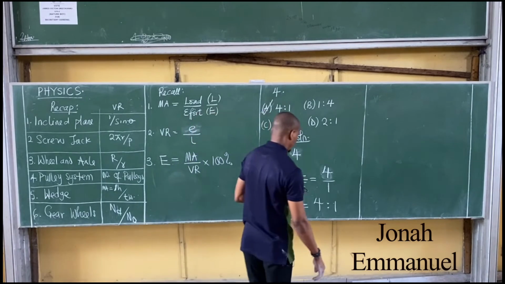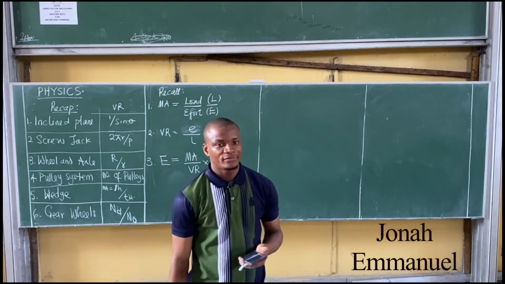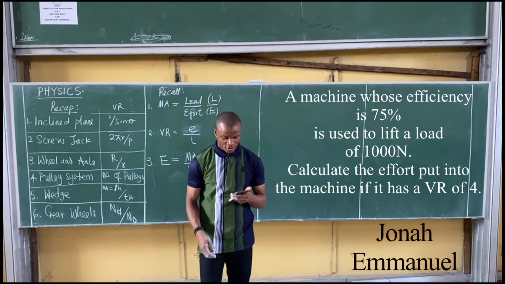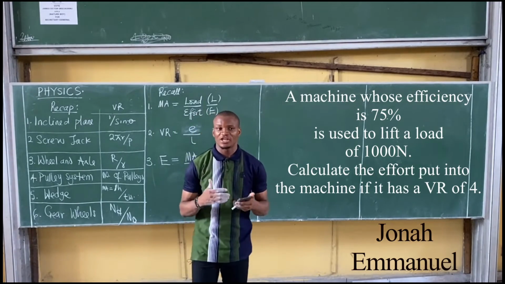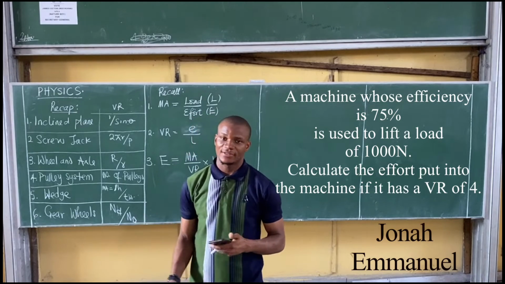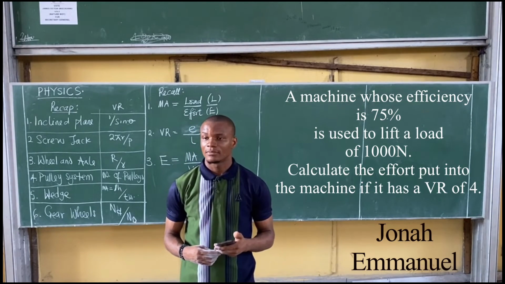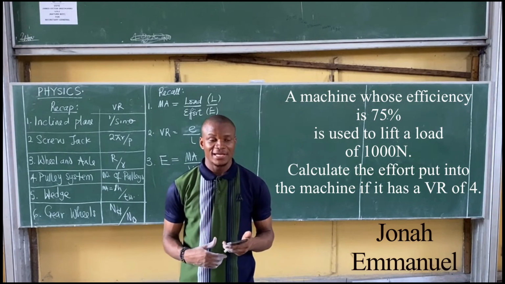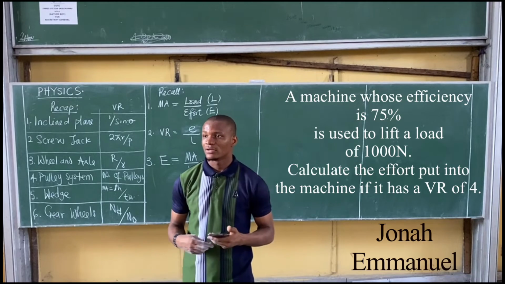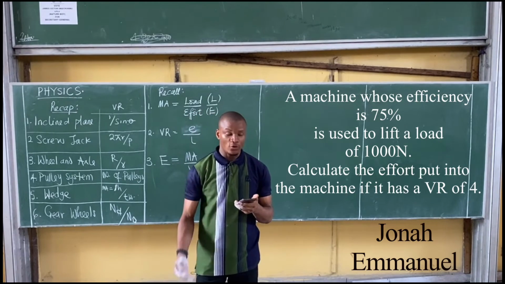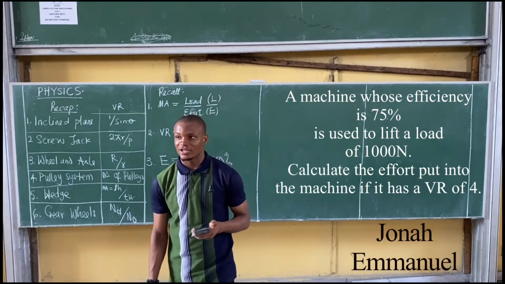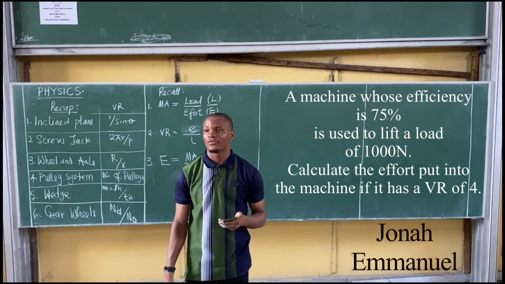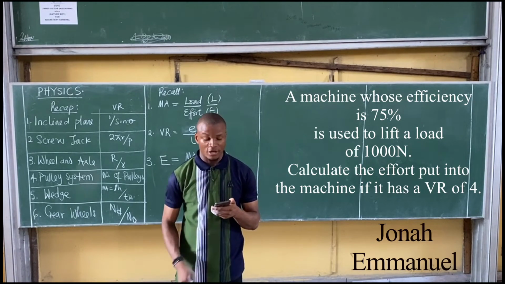Alright, one last question. Let's take it down. A machine whose efficiency is 75% is used to lift a load of 1000 Newton. Full stop.